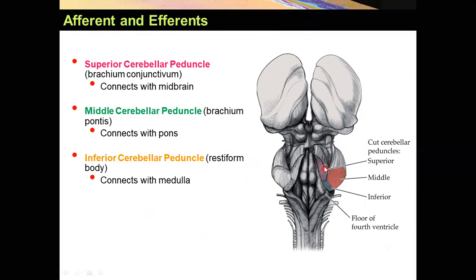Now, the superior cerebellar peduncle, which is this one here, connects with the midbrain, the middle cerebellar peduncle connects with the pons, and the inferior cerebellar peduncle, also known as the restiform body, connects with the medulla. And the superior cerebellar peduncle is also known as the brachium conjunctivum. The middle cerebellar peduncle is also known as the brachium pontis.